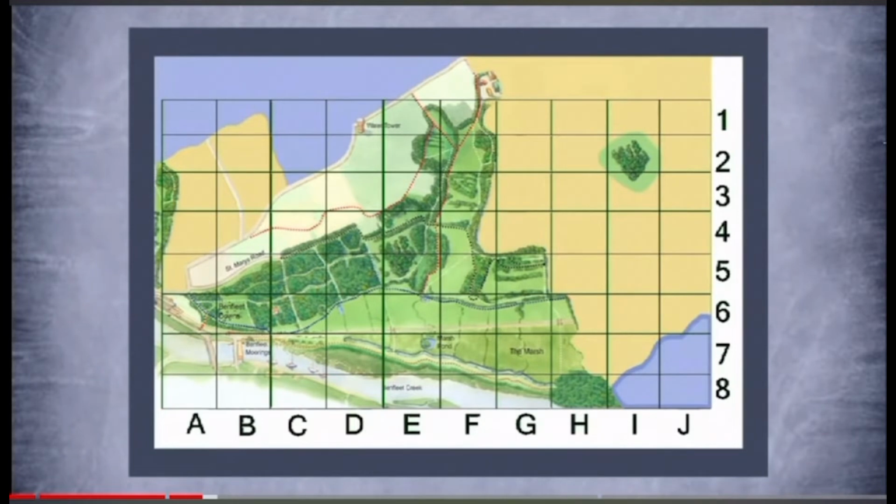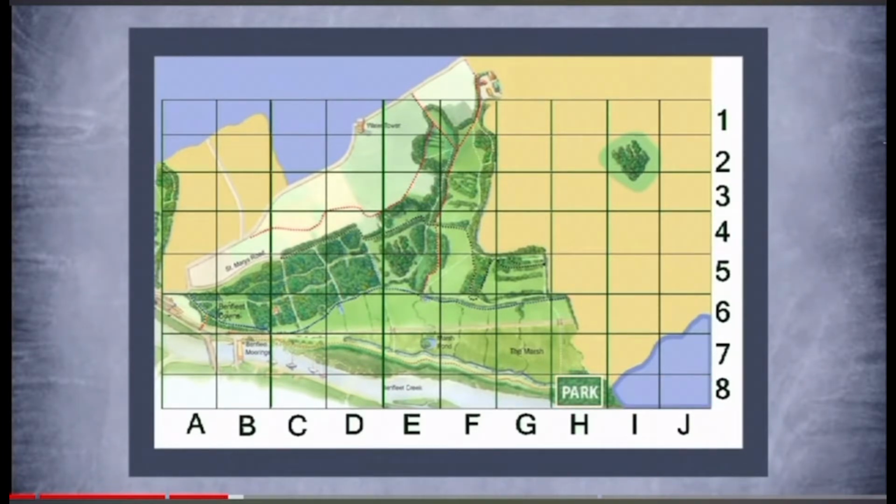Here's how a grid works. Let's say we want to find the park on this map. If I told you the park was located in grid H8, all you have to do is find the section H on the horizontal part of the grid, then count down vertically to section 8. Now that we know where our park is on the map, we can figure out the best way to get there.